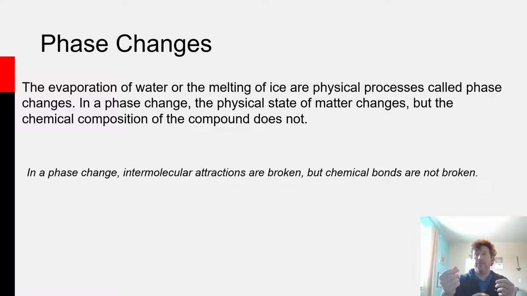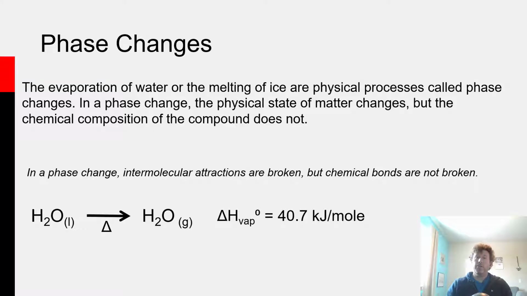So you're breaking intermolecular forces in a phase change. You're not breaking covalent bonds. Okay, so in a phase change, the physical state of matter changes, but the chemical composition of the compound doesn't. Another way of saying that is in a phase change, intermolecular forces, IMFs, are broken, but chemical bonds are not broken. We can still represent these processes with a balanced chemical equation. We just see by the fact that the chemical formula between the reactant and the product doesn't change that we are undergoing a physical process, because the phase label changes, whereas the chemical formula does not.